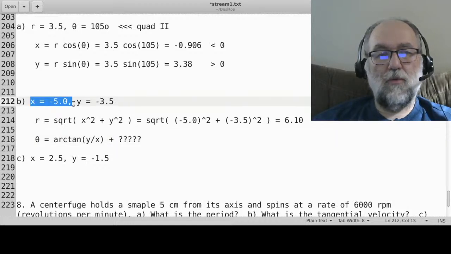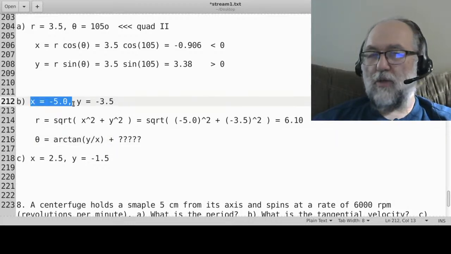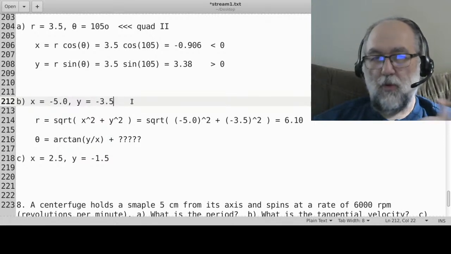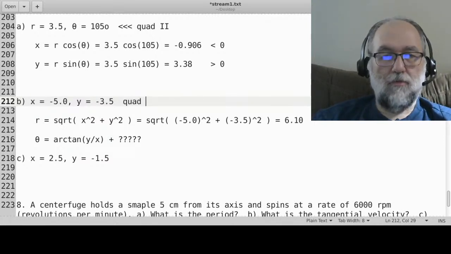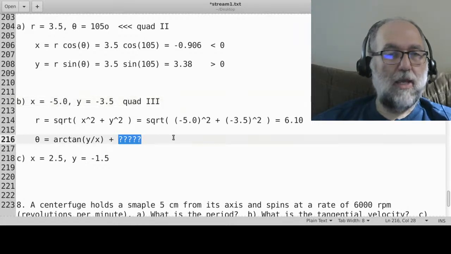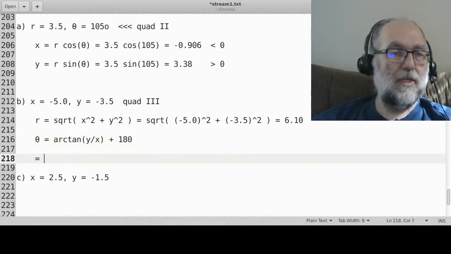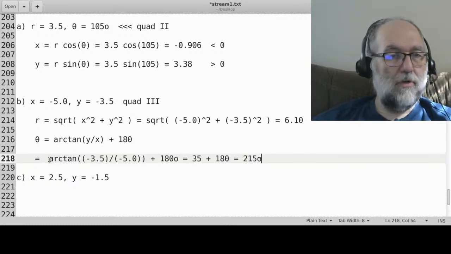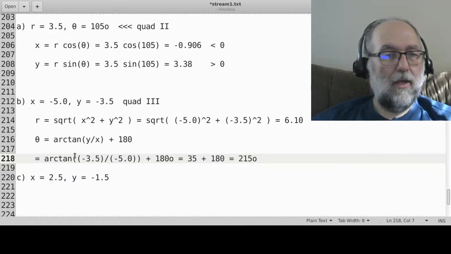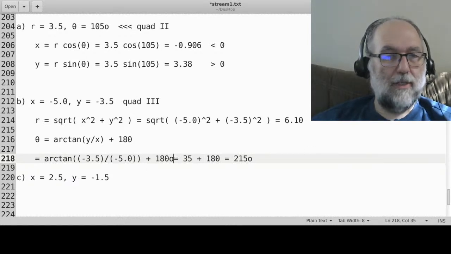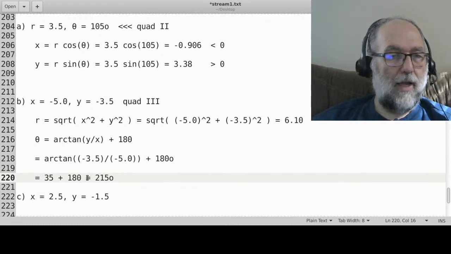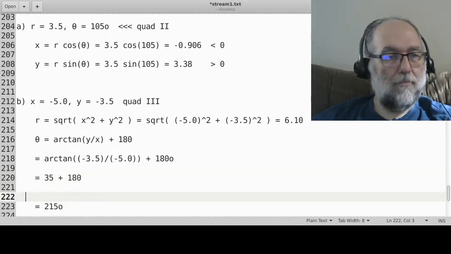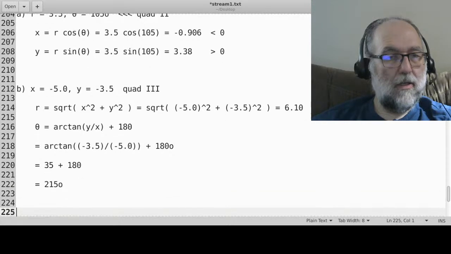So if you take a look at this, your x value is negative and your y value is negative, in other words, both are negative, you are in quadrant 3. And in quadrant 3, you need to add 180 degrees. Okay, so that's what you're going to use to calculate the angle. And if I just substitute in and work out the numbers, I get the following. Okay, so let me put that on the next line.